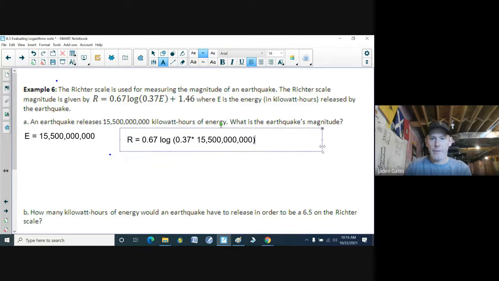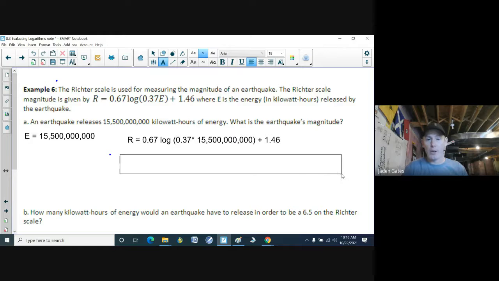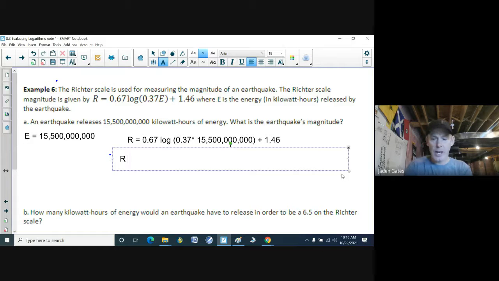Then we have plus 1.46. So now in my calculator, I'm going to find out what 0.37 times this massive number is, and then I'm going to take the log of it. So it is going to be a huge number, but the log is going to shrink it down for us. Then I'm going to have 0.67 here. All right, so let's see here.